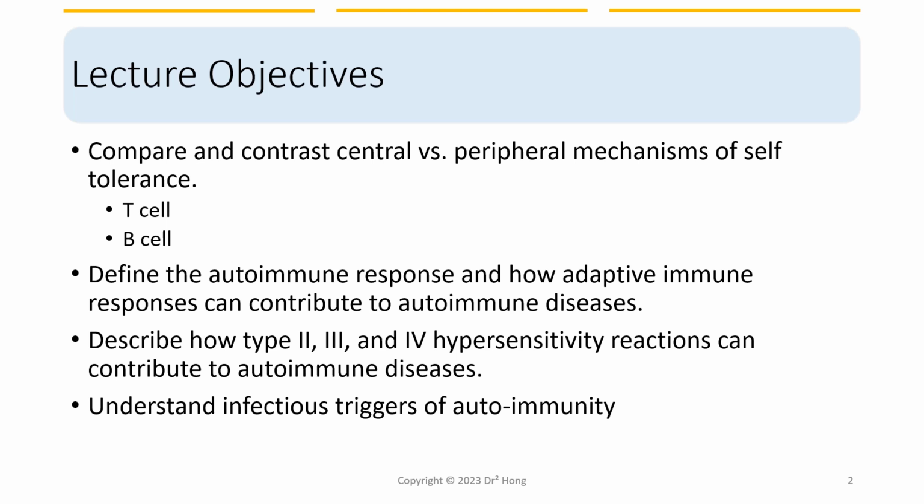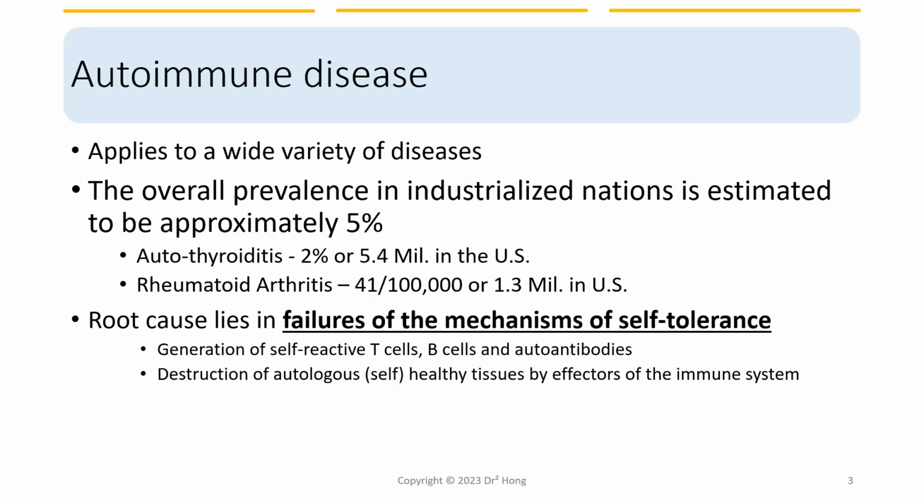We will compare and contrast the central and peripheral mechanisms of self-tolerance for T cells and B cells. Look at what contributes to autoimmune diseases and how it sometimes is quite similar to hypersensitivity reactions. We will wrap up with an example of how infection can trigger autoimmunity. Autoimmune disease basically is the body turning on itself.